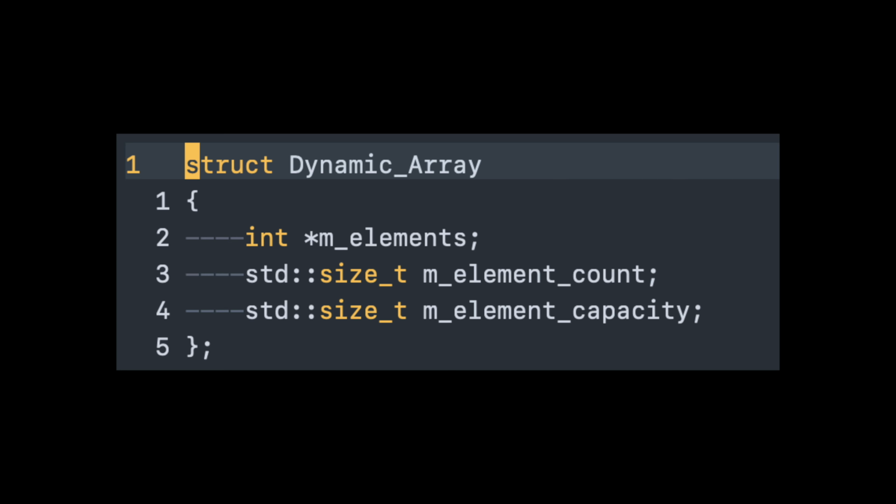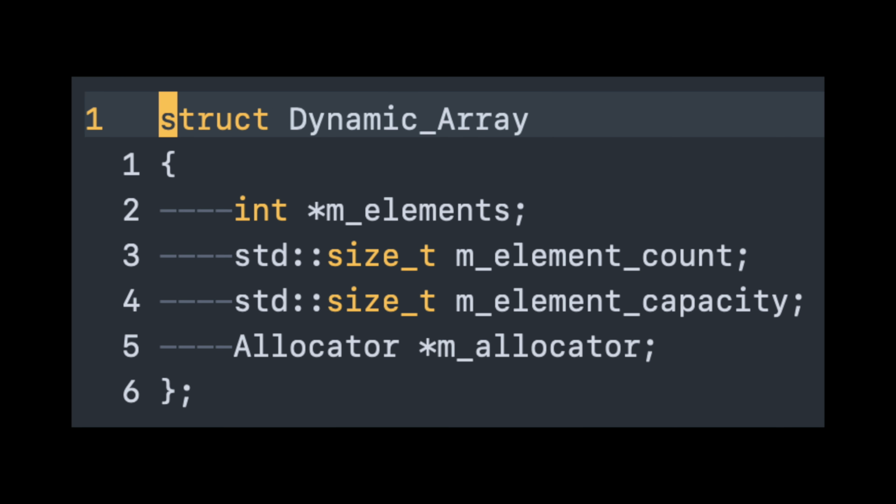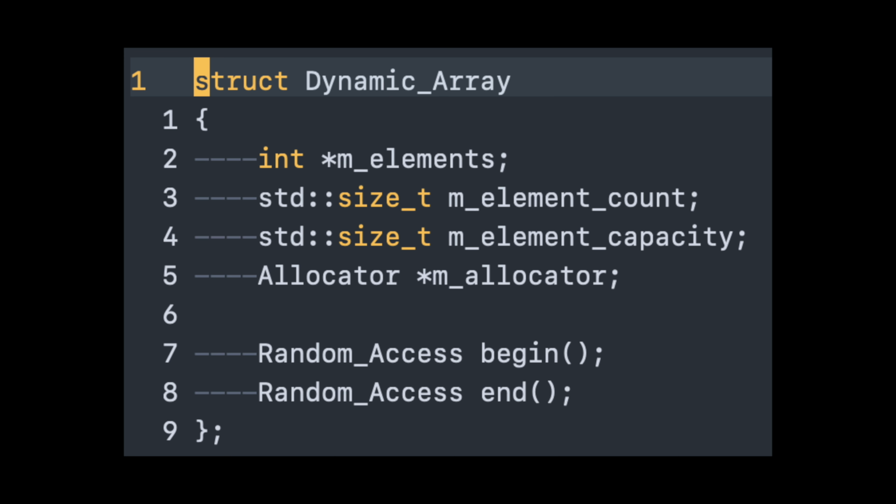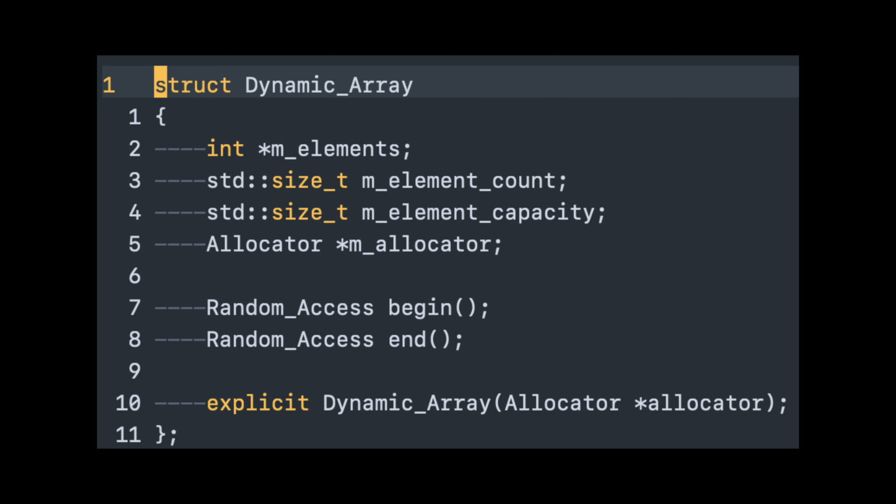Now let's take a look at the dynamic array. We have to keep track of the number of elements and the capacity of the array. The number of elements is how many elements we have, and the capacity is how many elements fit in the array. Since the size is dynamic, we have to manage memory manually. For that, we'll use our custom allocator from the previous chapter. Also, we have to add the begin and end methods too. We can also add a constructor to make things easier.